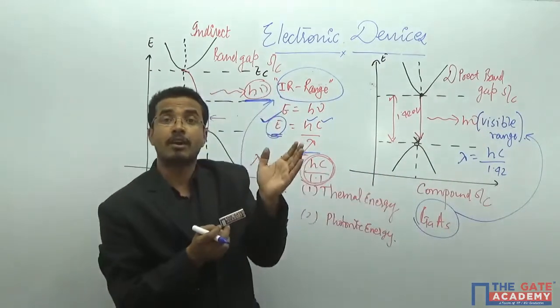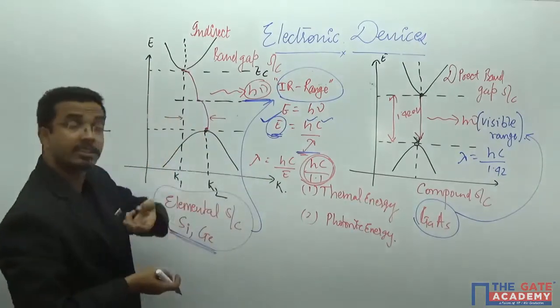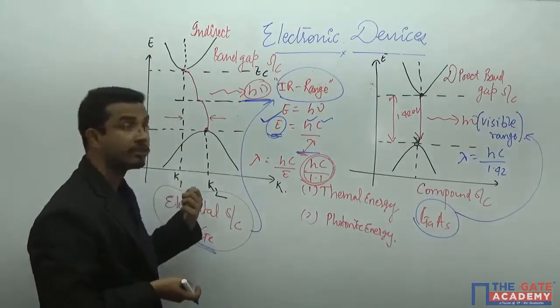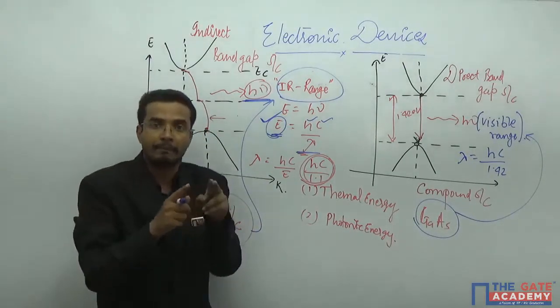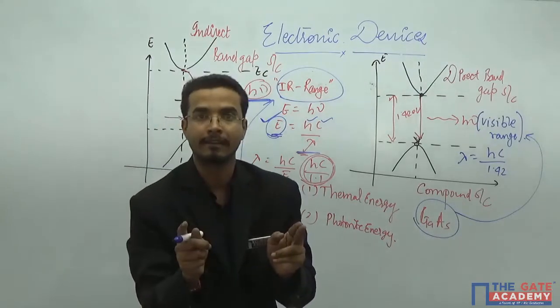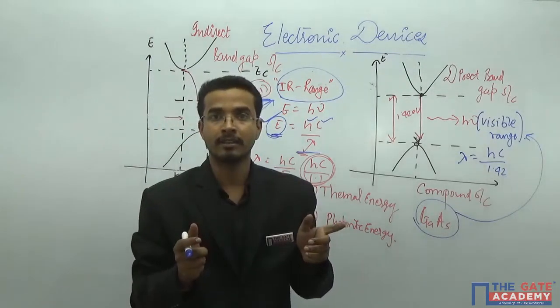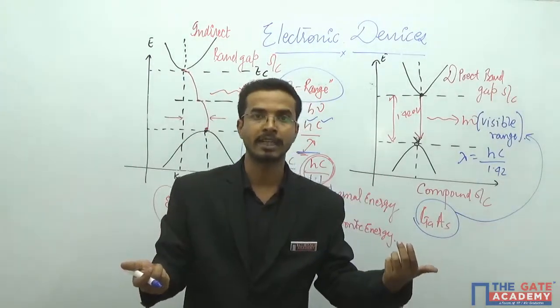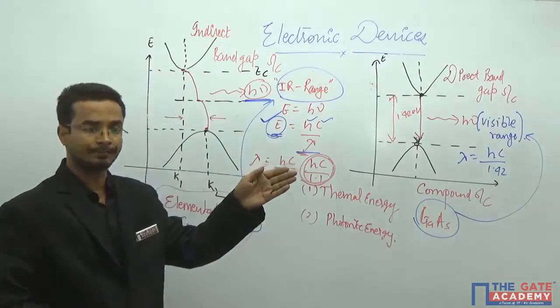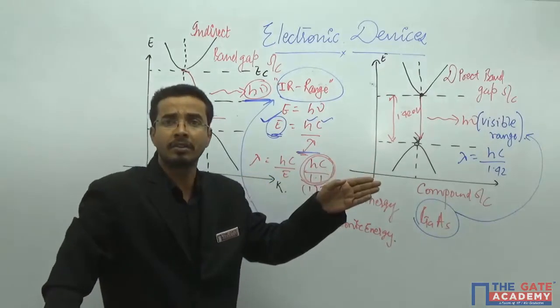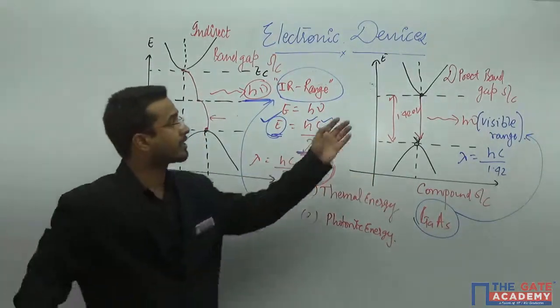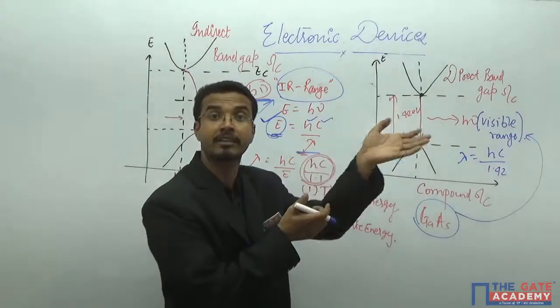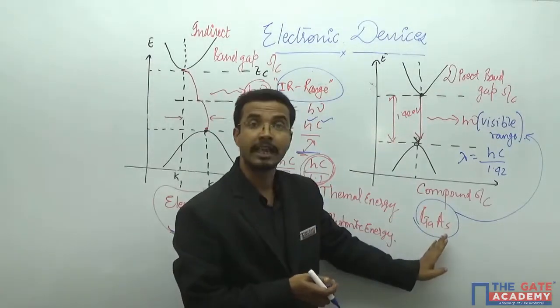So in the traffic signal you are using an LED, and in the TV remote controller you are also using an LED. But just because of the material, you get invisible light on one side and visible light on the other side. So whenever you use the IR remote controller, you will use silicon. If you are interested in the visible light range, that means traffic signals, you will use gallium arsenide.